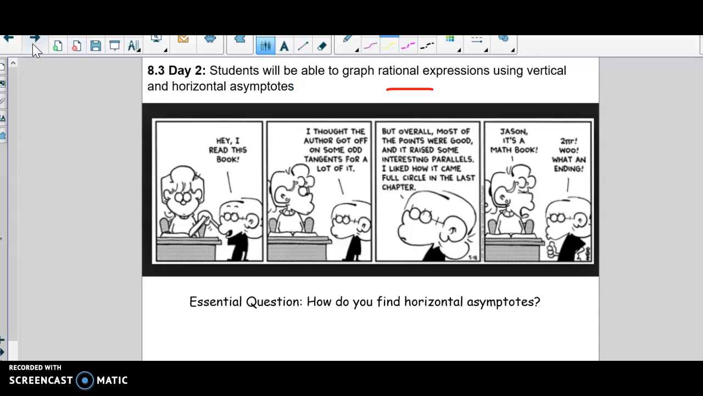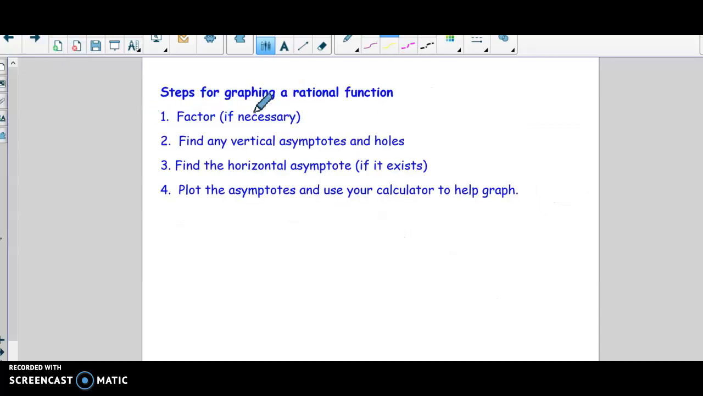All right, so there's a lot of steps. But here they are, right? These might be a good thing to have down in your notes here. Our steps for graphing the rational function is: factor the numerator and denominator if needed. Sometimes they're already factored. Then find vertical asymptotes and holes, and that's what we did yesterday, right?